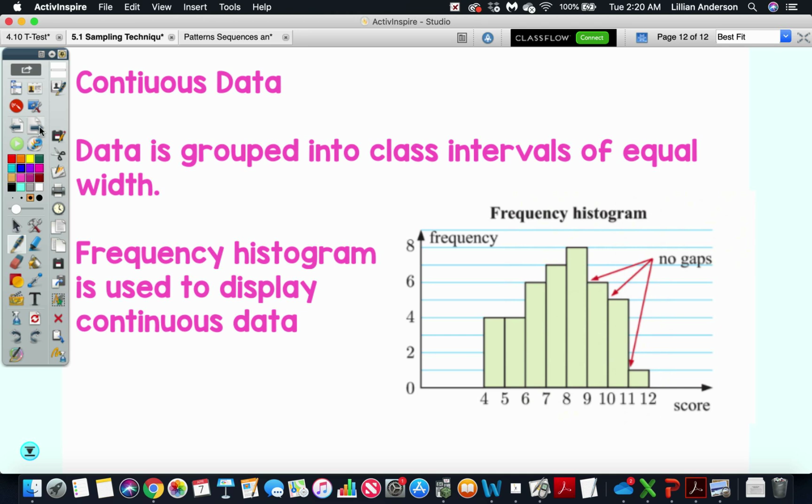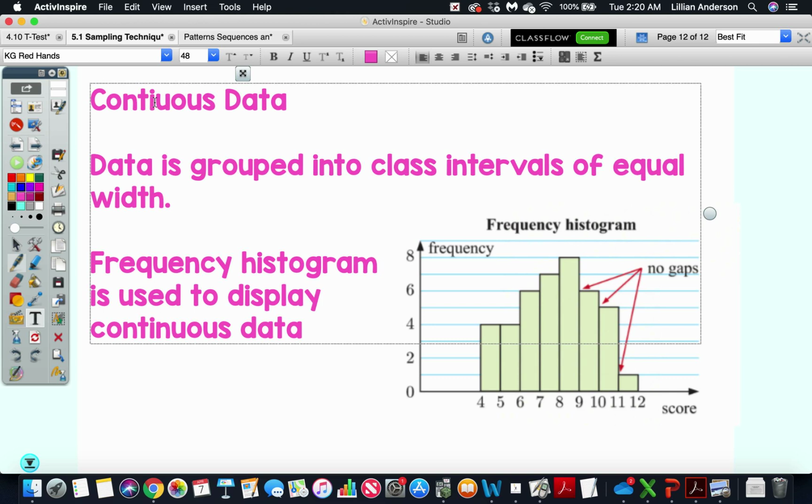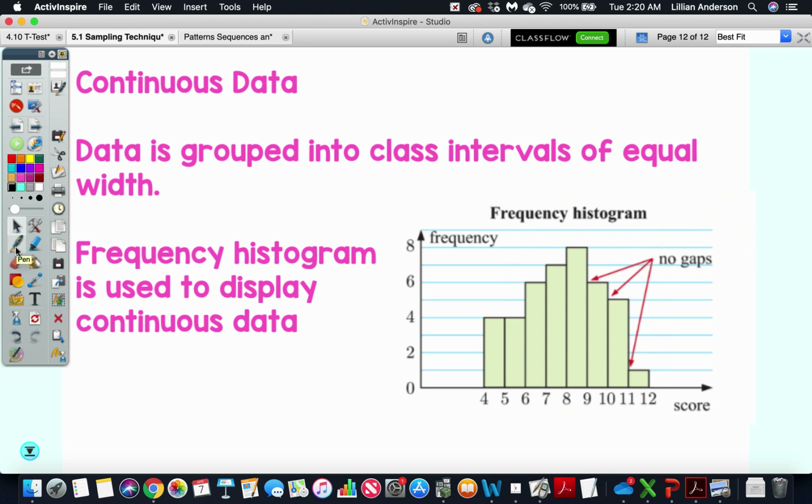And continuous data. To wrap this up, the other two examples were for discrete data, like number of CDs, et cetera. Continuous data, though, is for, I just realized I spelled that wrong. Continuous data is for things like your distances and your temperatures. This is data that can be grouped into class intervals of equal width as well.